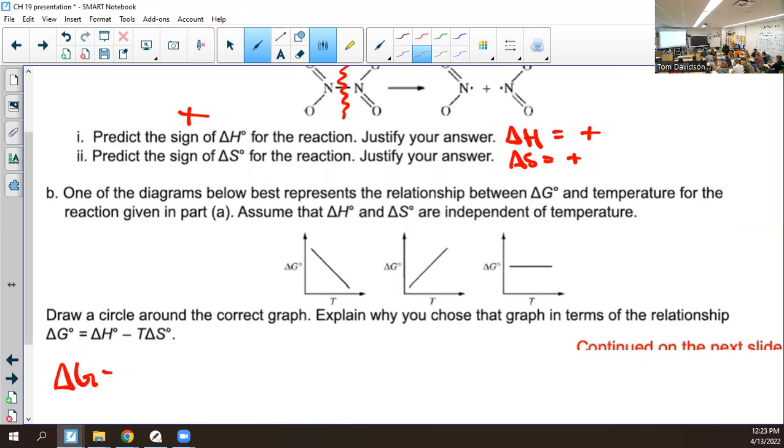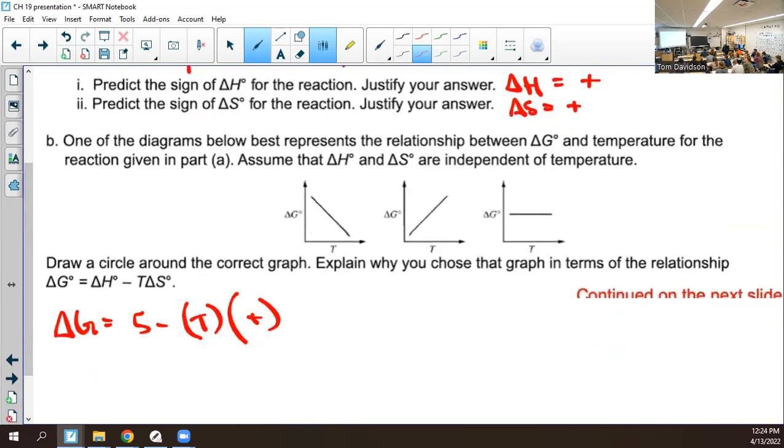Delta G equals a positive value, right? So I'm just gonna put 5. Sounds good. Minus the temperature. You all right with that? Times what sign here? Positive. So as this number gets bigger, the number I subtract is getting bigger, right? So it decreases. So which one am I circling?